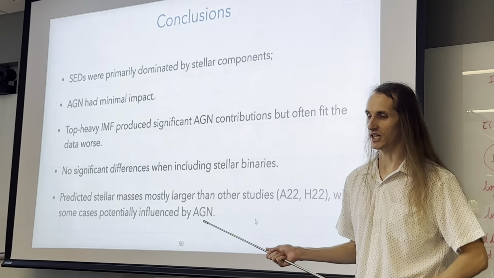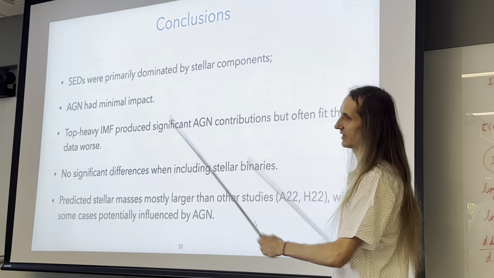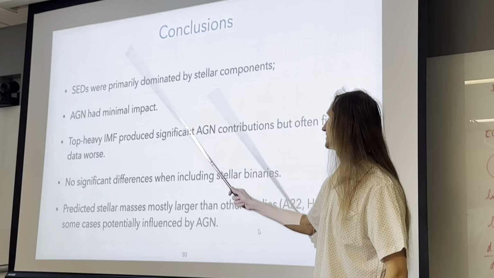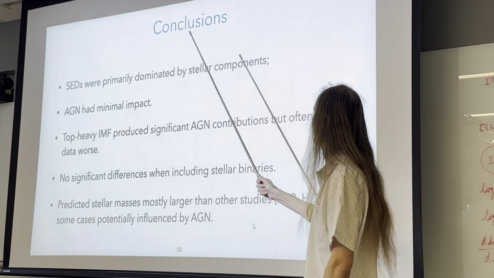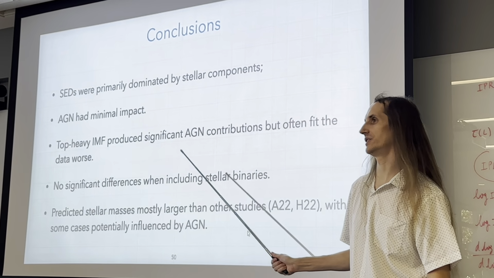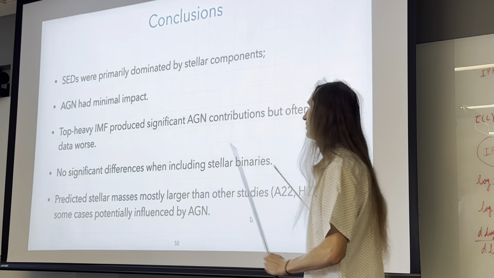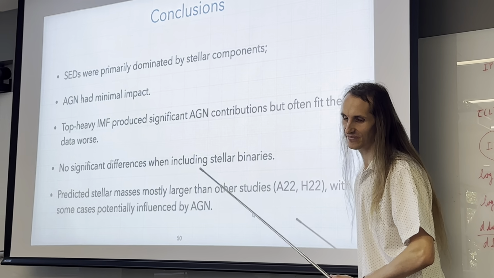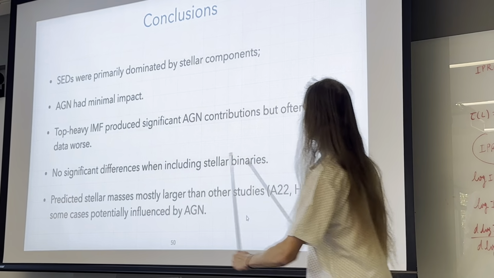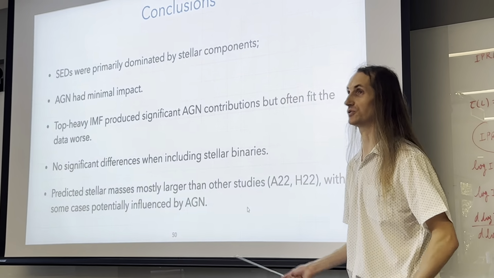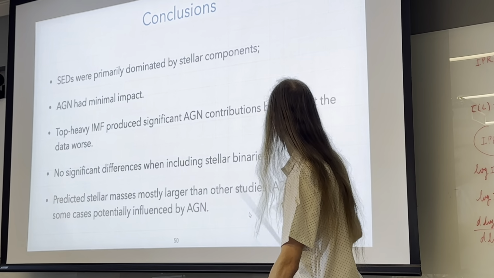So in conclusion, sometimes the spectrum was dominated by the AGN, but had high chi-squared. Most of the SEDs that we could fit well were dominated by the stellar spectrum. I didn't really show as much about that. Importantly, there were no significant differences between the different star formation history models, whether we include binary stars, or which IMF we used. In general, we were able to fit the data pretty well, other than the Yggdrasil spectra, regardless of which of these different things we included. And importantly, we ended up predicting larger stellar masses than both of these authors.